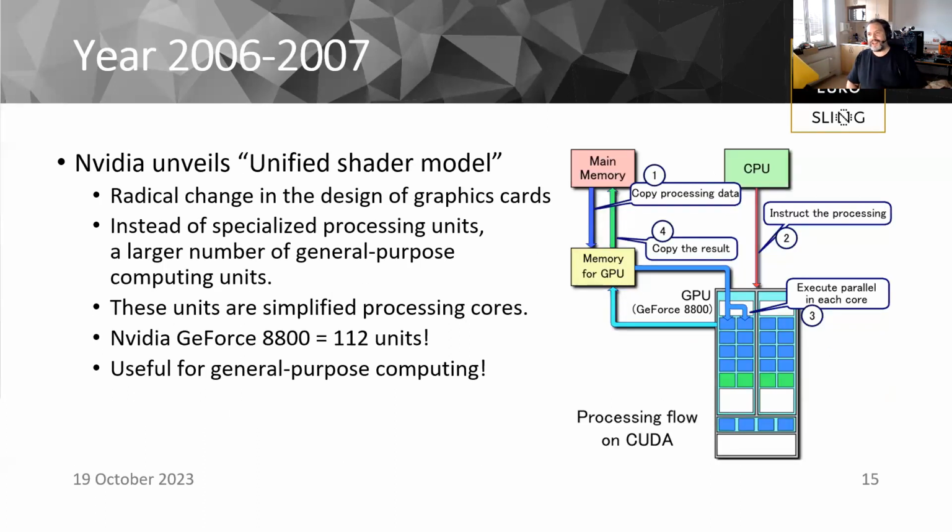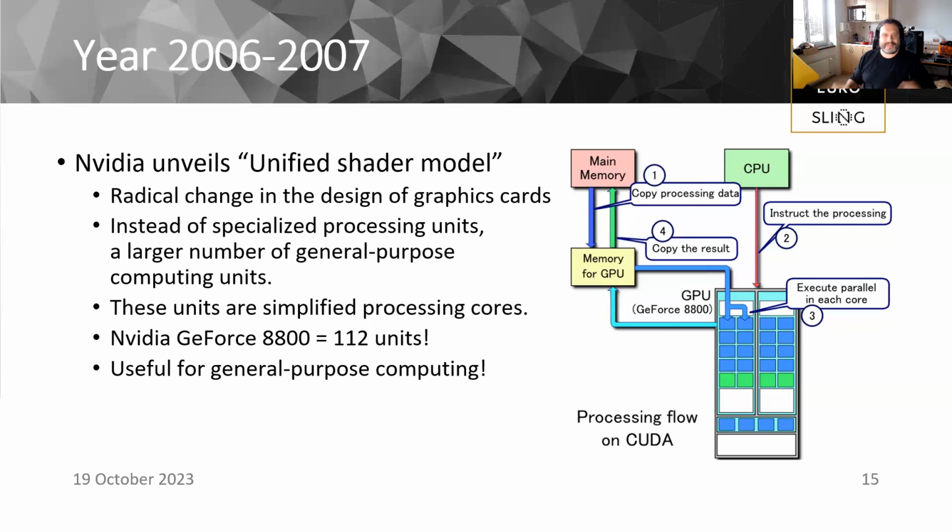NVIDIA also did something in the years 2006, 2007. They call this thing the unified shader model. Big word for a very simple thing. They totally redesigned their graphic cards. The graphic cards before were for gaming, yeah? Shooting, gaming, 3D rendering, things like this.